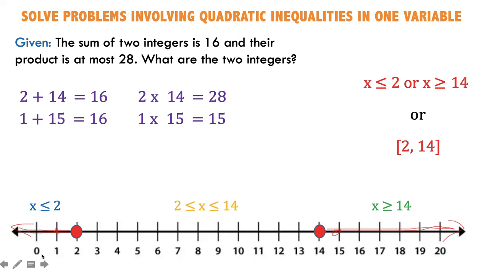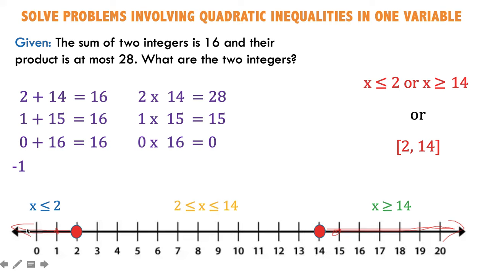How about this number, 0 and 16? When we add 0 and 16, it gives a sum of 16. When we multiply 0 and 16, it gives us 0. So 0 is less than 28. So again, it satisfies our given.